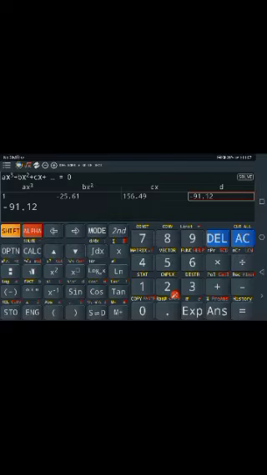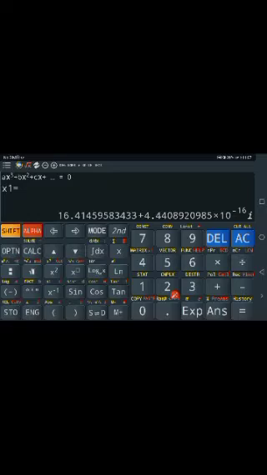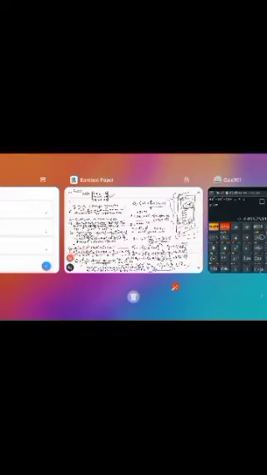At last you just press equal to, and you will have the x1 value, x2 value, and x3 value. 10 power minus 16 is negligible, so I can take x1 as 16.41, x2 as 8.54, and x3 as 0.646. This is the way you can calculate in your calculator.